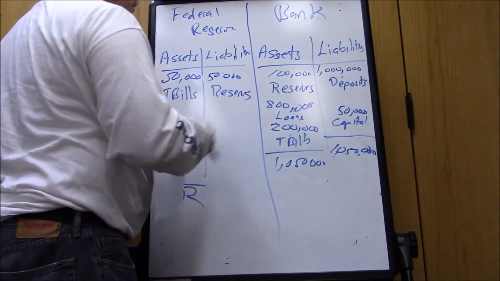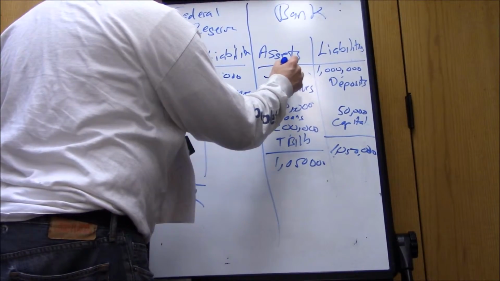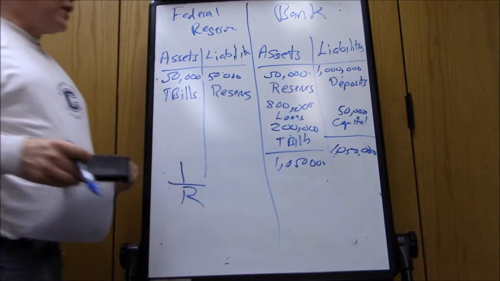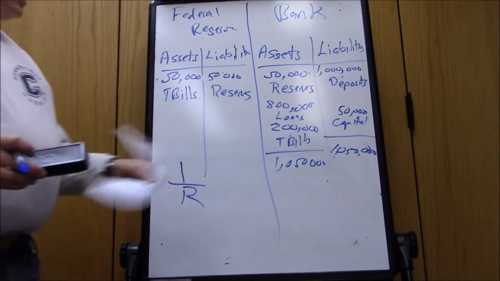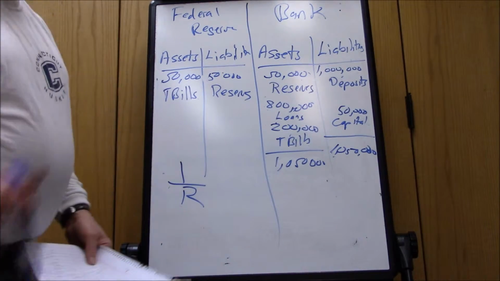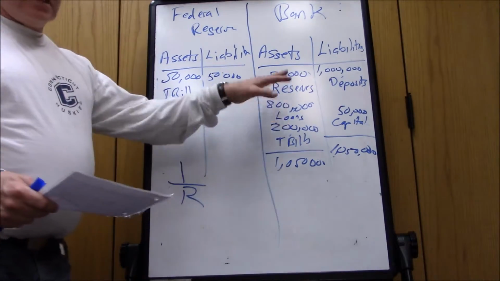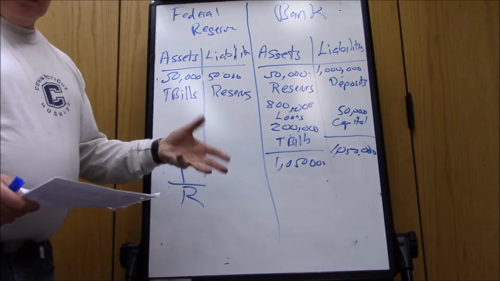and now the bank's in a situation where they only have $50,000 in reserves, and they don't have enough money to support $1 million worth of loans. Now, in the short run, this is not a problem. There are things that the bank can do to keep itself liquid.